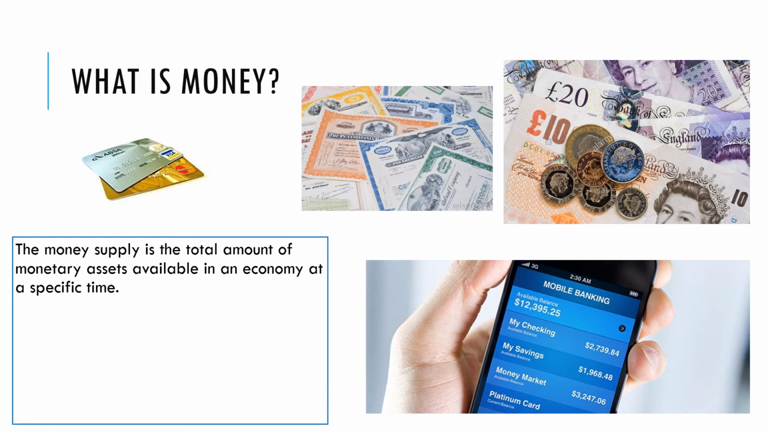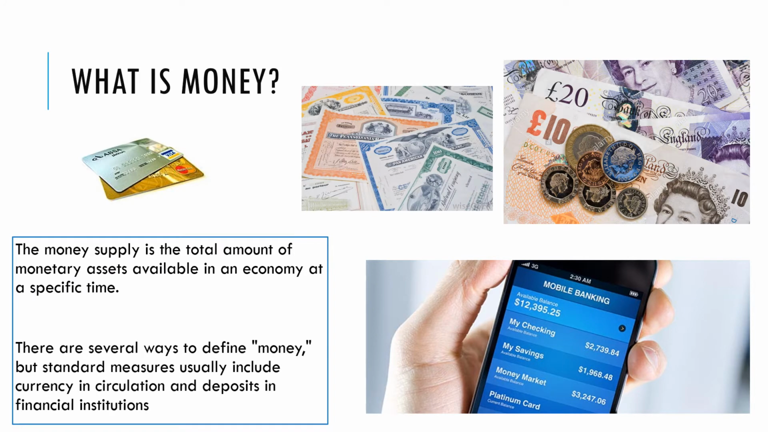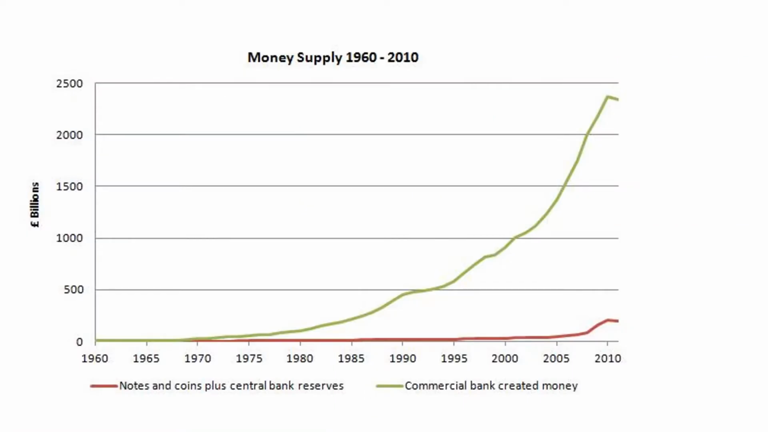We would define the money supply as the total amount of monetary assets available in an economy at a specific time. There are several ways to define money, but typically we would look at the amount of currency in circulation and deposits in financial institutions. So we would typically look at the number of notes and coins, but also the amount of money that's stored in banks and the amount of money that banks have issued.